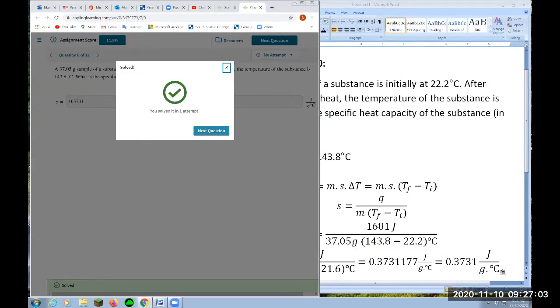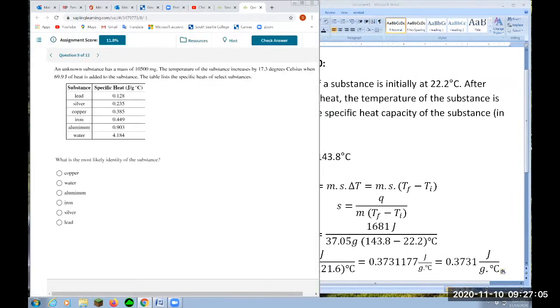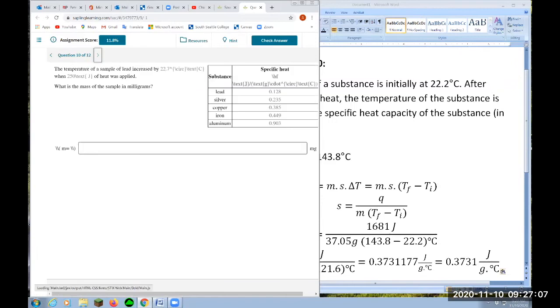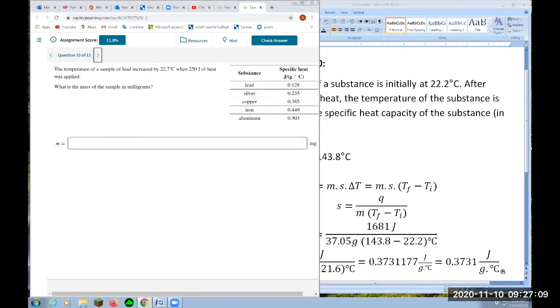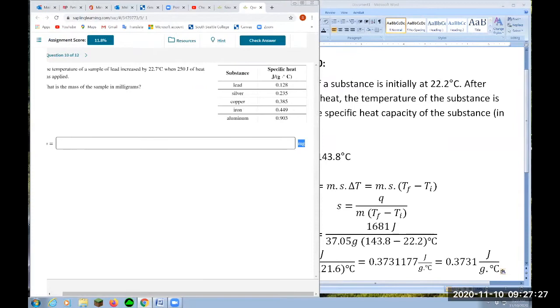Okay, let's go to the next question. I want to do question 10. Question 10 says the temperature of a sample of lead increased by 22.7 degrees Celsius when 250 joules of heat was applied. What is the mass of the sample in milligrams? So we want the mass of the sample of lead in milligrams.